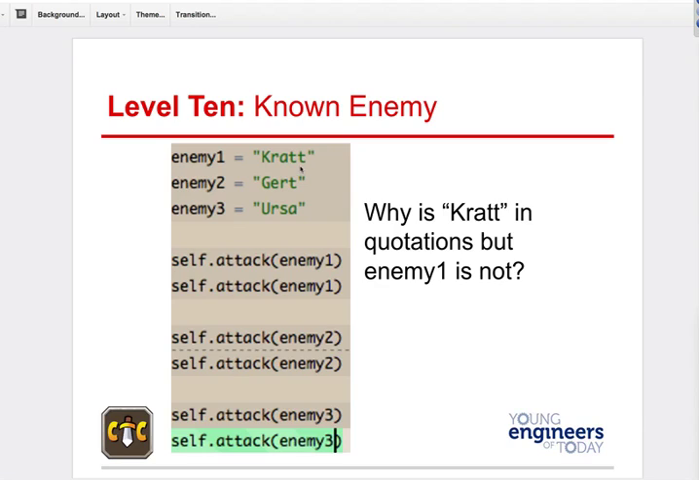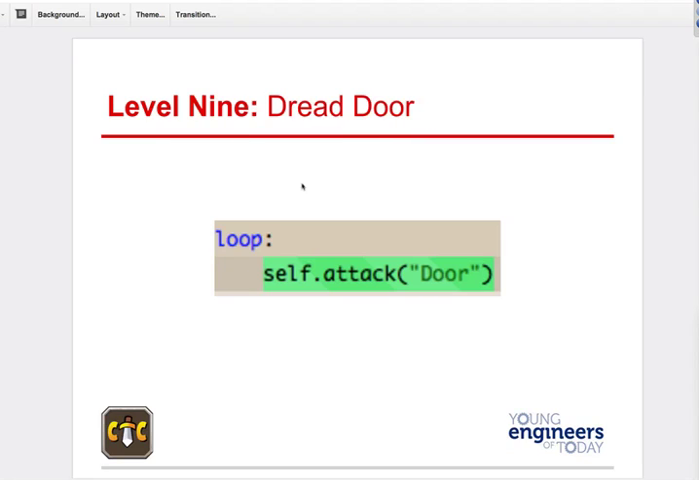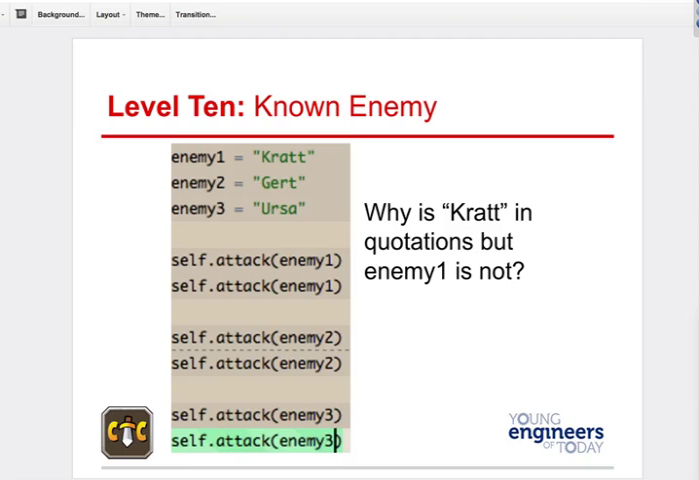Up here, if you don't remember this, we're very conscientious about assigning a variable to a variable name. So a variable is, in quotation marks, Kratt, capital K-R-A-T-T, and we assign it to enemy1. self.attack enemy1, self.attack enemy1.